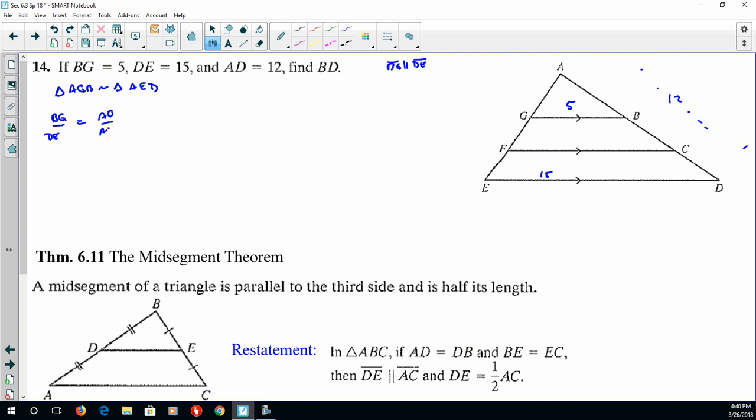Okay, we can put some numbers in here. BG is 5. DE is 15. AB is, I don't know. AD is 12. Okay, so multiply both sides by 12. When you multiply on the left-hand side by 12, 12 times 5 is 60, divided by 15 is 4. Multiply the right-hand side by 12, so the 12s cancel. AB is 4. And what do we know? We know that AB plus BD equals 12. BD equals 8.